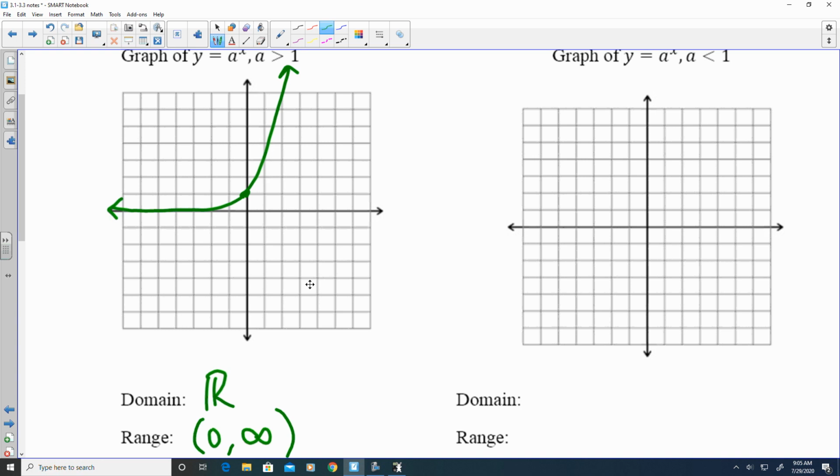And if a is less than 1, so we haven't seen that, but we did see where the exponent was negative, and it's going to look very similar. Having a fraction or a number less than 1 as your base is going to turn this into exponential decay. Still going through 0, 1. But we have decay, and it still has all real numbers for the domain with the range from 0 to infinity.